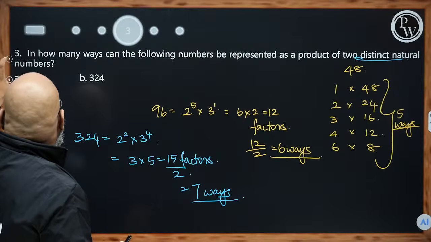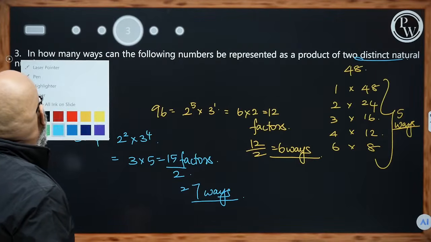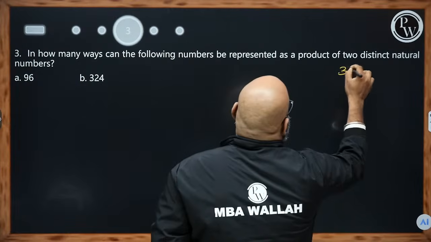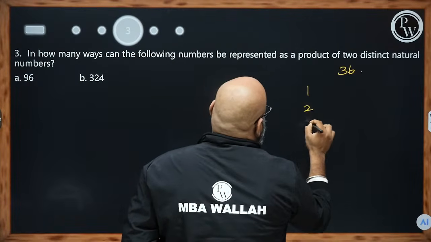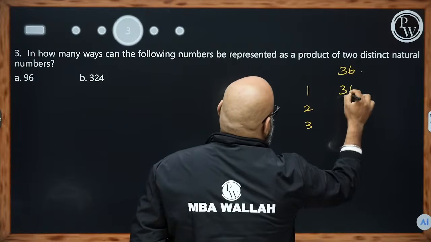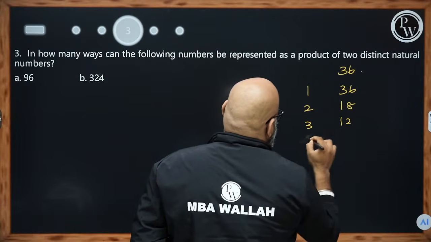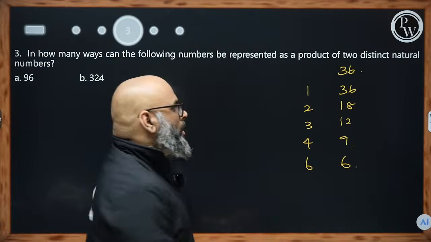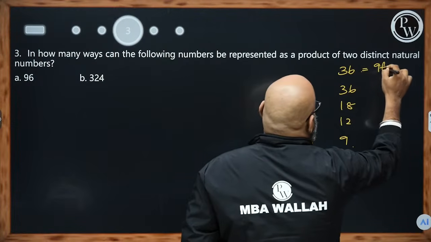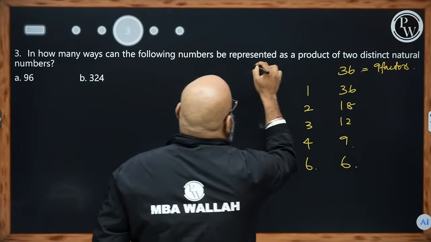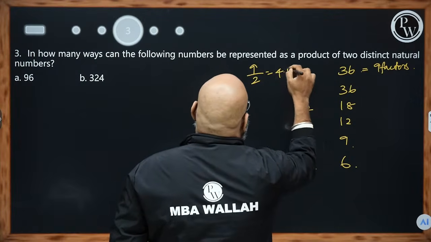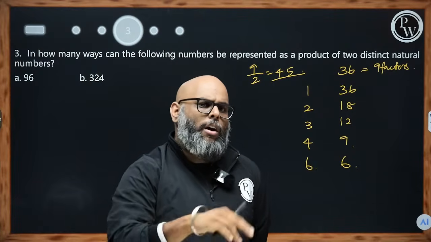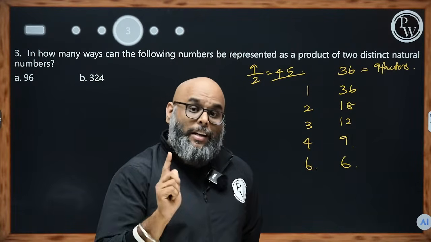To give you an example once again, let's take a number called 36. 1, 2, 3, 4, 6, 9, 12, 18, 36. Now 36 has 9 factors. If I take 9 by 2, that's 4.5. But I can't take 4.5 ways. It's either 4 or 5. Which is right? That depends on the question.